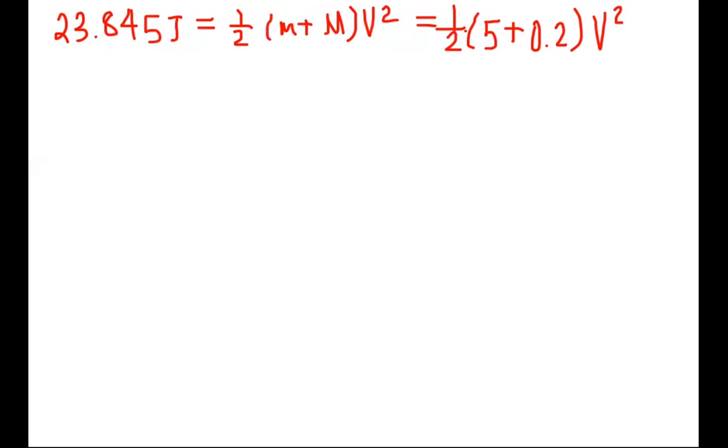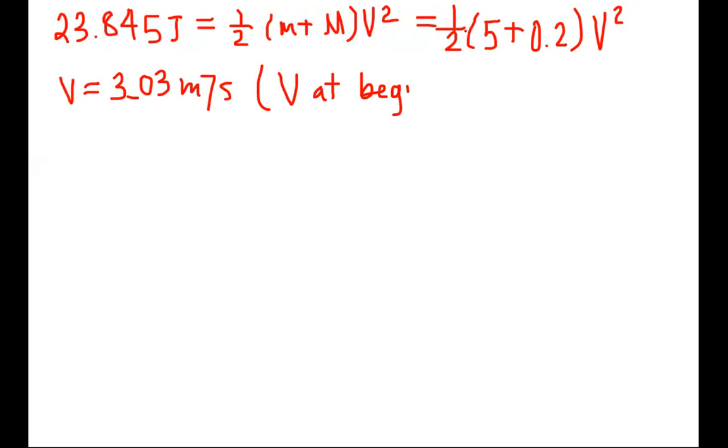Now, if we calculate the velocity, we get velocity is equal to 3.03 meters per second. So that would be our velocity at the beginning of the swing.